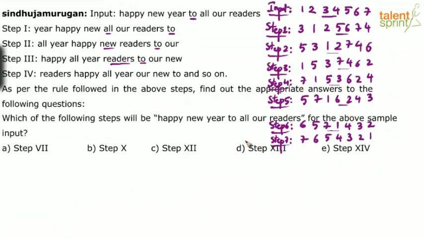But if you observe step 7, you see the pattern. It has become 7, 6, 5, 4, 3, 2, 1. So clearly the input has got reversed in step 7. Whatever is the input has got reversed in step 7. Yes or no? 1, 2, 3, 4, 5, 6, 7 has become 7, 6, 5, 4, 3, 2, 1.